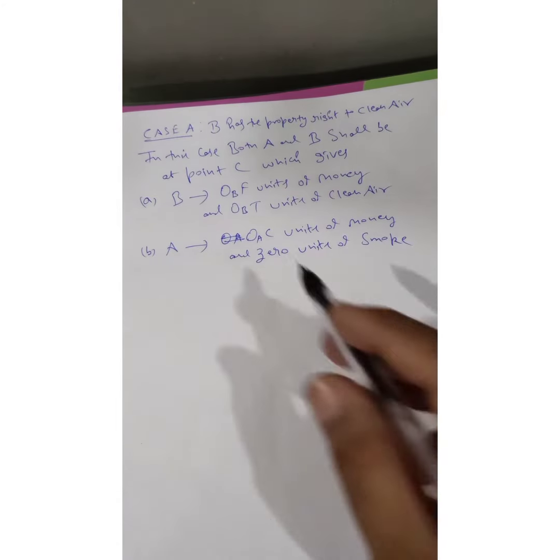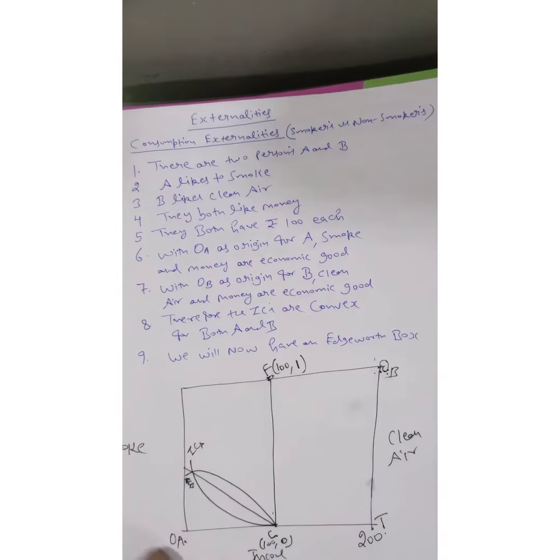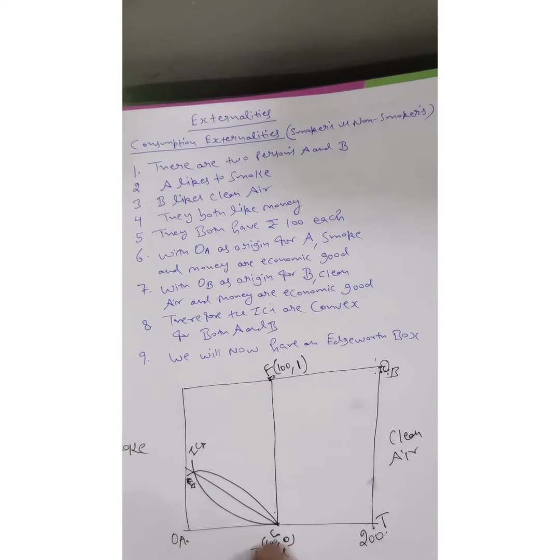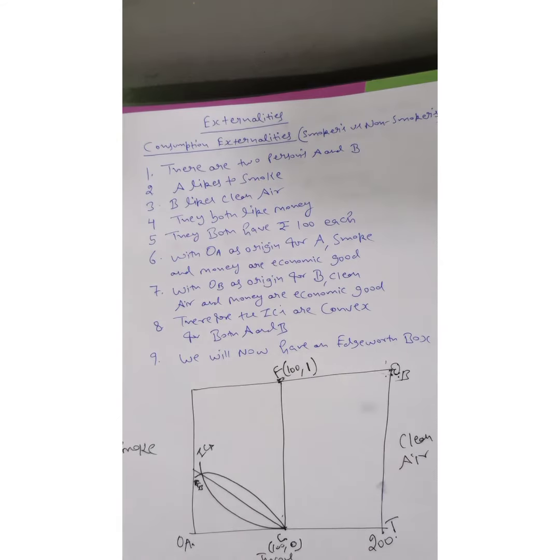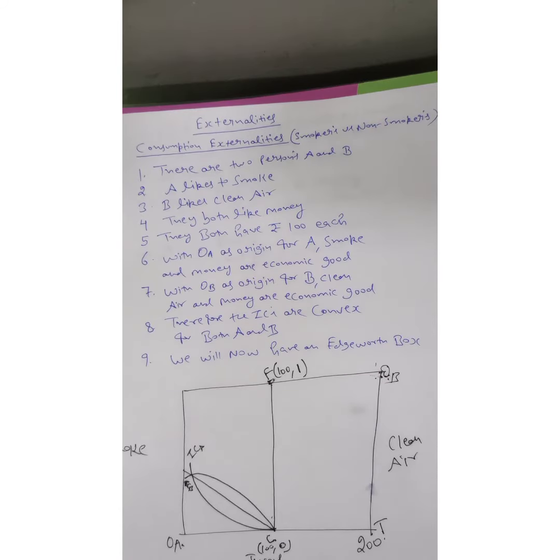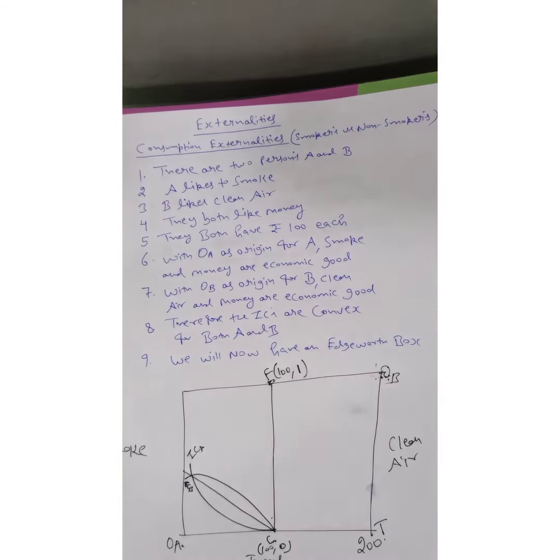What about A? OAC units of money and 0 units of smoke. So this is OAC units of money and 0 units of smoke. Now guys, since B has the property right, they can actually do some transactions with each other so that they can both be made better off. So I'll be using one example here in order to clear my point.